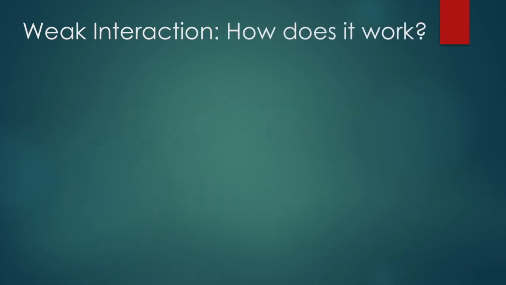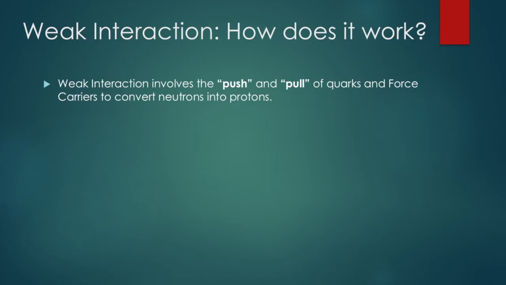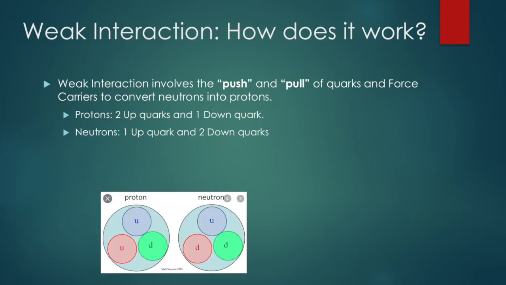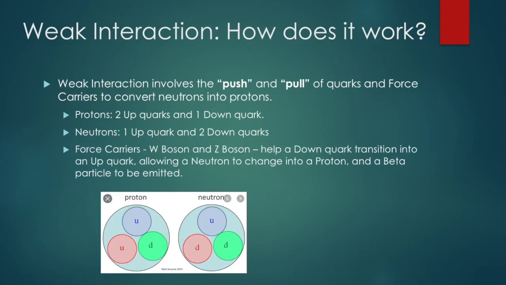So how does the weak interaction work? The weak interaction involves the push and pull of quarks and force carriers to convert neutrons into protons. Protons are composed of 2 up quarks and 1 down quark, whereas neutrons are composed of 1 up quark and 2 down quarks. This is described in the following image. The weak interaction is accomplished with the help of force carriers, such as W boson and Z boson. They help a down quark transition into an up quark, allowing a neutron to change into a proton and a beta particle to be emitted.